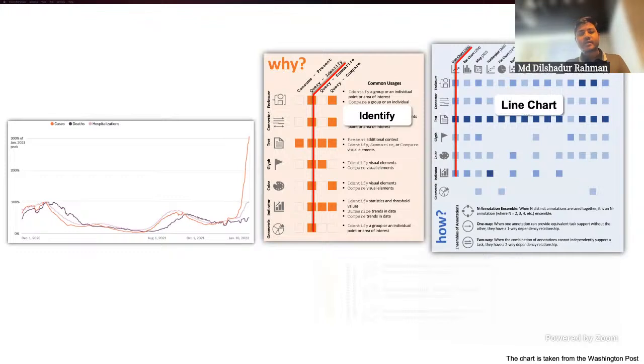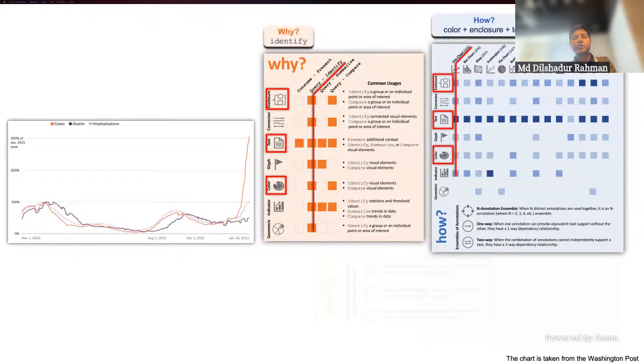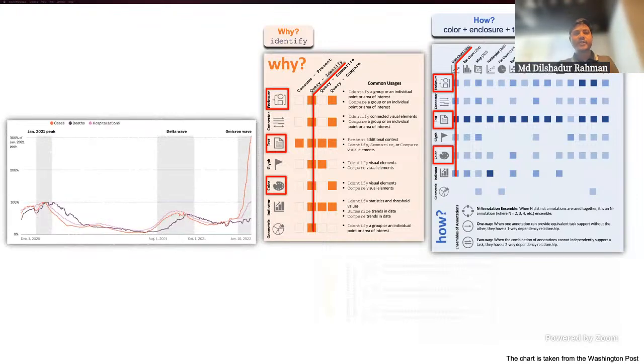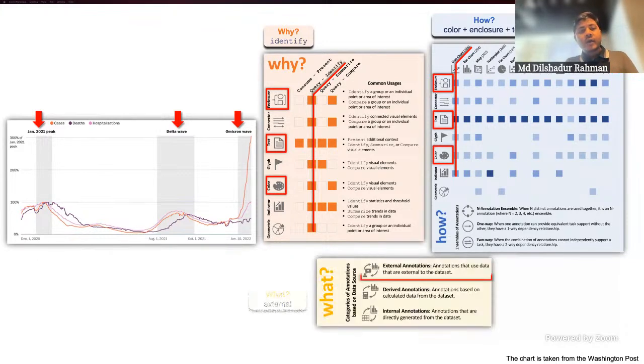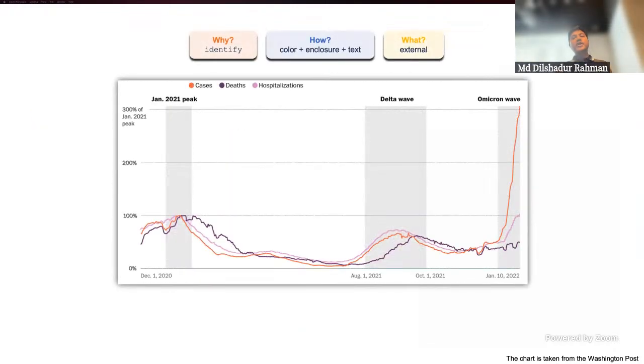In this case, let's say among all these different options, the designer chooses enclosure, color highlighting, and some text to point out the peaks. Then let's apply these annotations on the chart. Now, these text labels that we just added are external annotations because they come from an external source. They are defined by public health officials to identify different COVID-19 peaks. So they are external annotations. So here is the line chart with enclosure, color, and text annotation to highlight the different COVID-19 peaks.